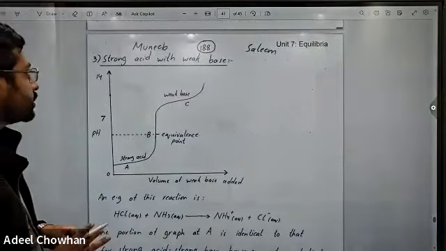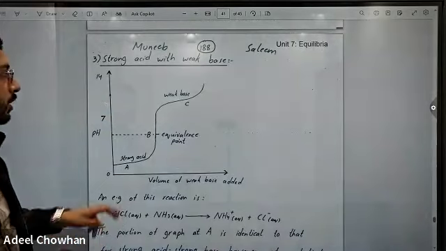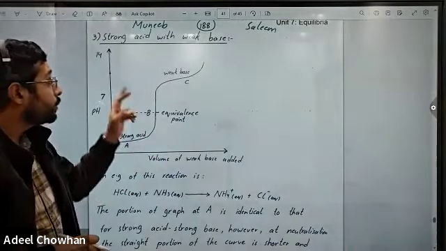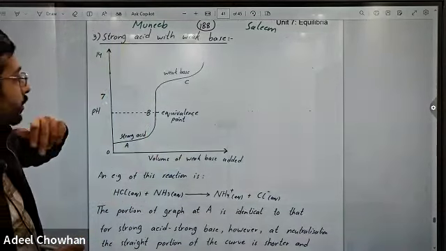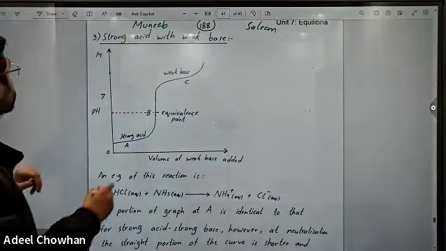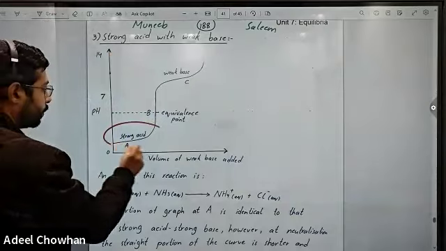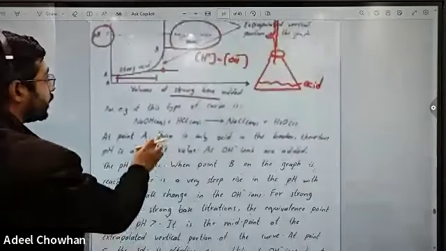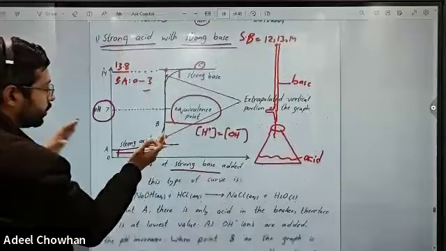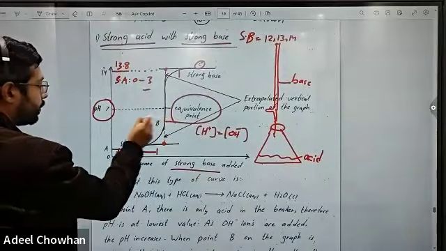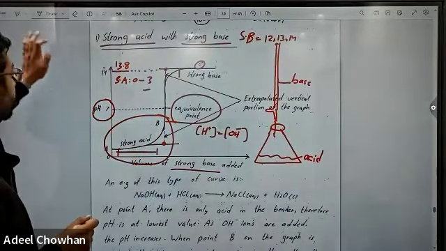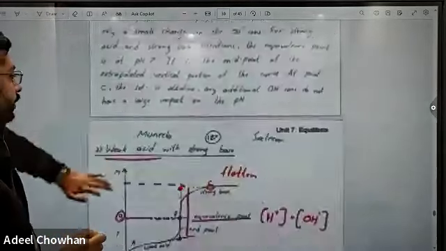Then the third combination is of the strong acid with a weak base. Now we are starting with a strong acid, which means this portion of the titration curve, the lower portion, is exactly the same as we studied in the strong acid and strong base combination. So this is the same type of portion. We are starting the pH titration curve from the strong acid.